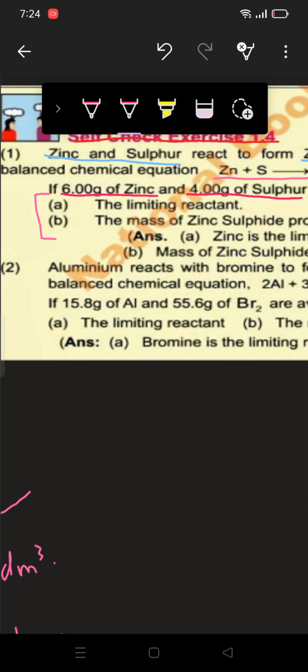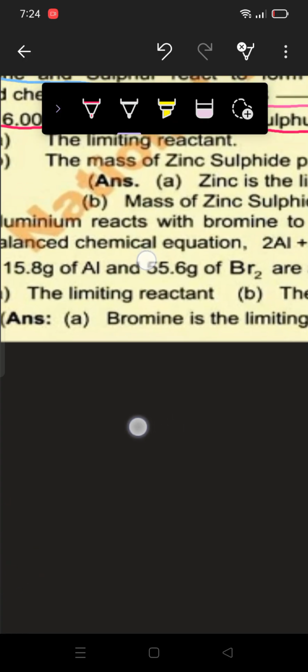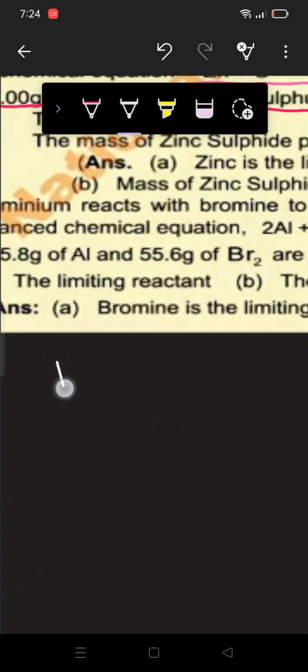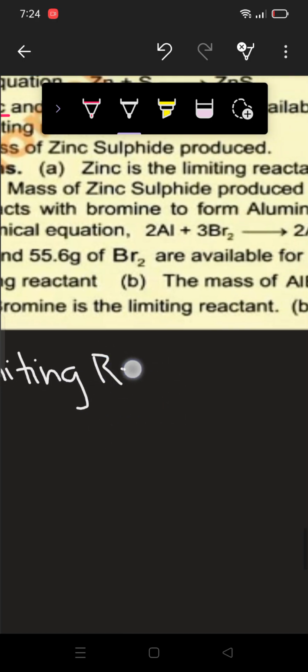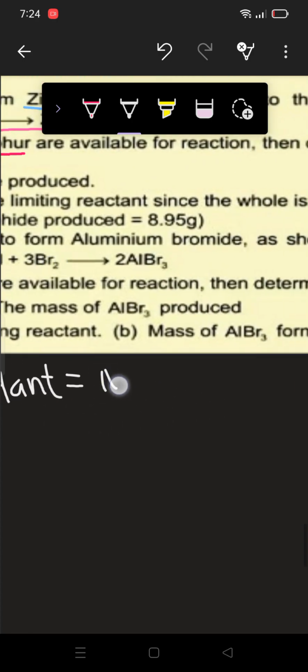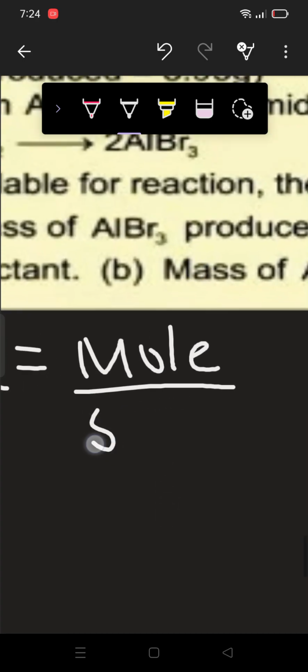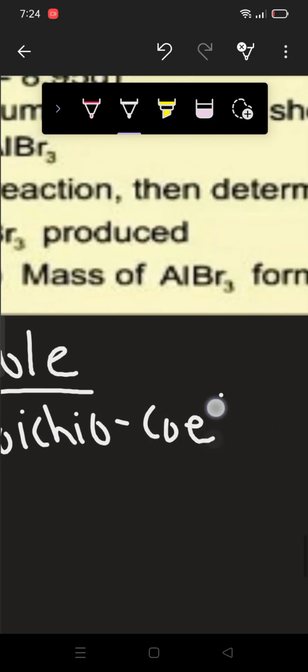To find the limiting reactant is very easy. What we need to do, we need to divide the number of moles by the stoichiometry coefficient, right? So initially we need to find the number of moles, but before going to find the number of moles, let me write here the limiting reactant formula, right? Limiting reactant formula is basically equal to number of moles divided by the stoichiometry coefficient.